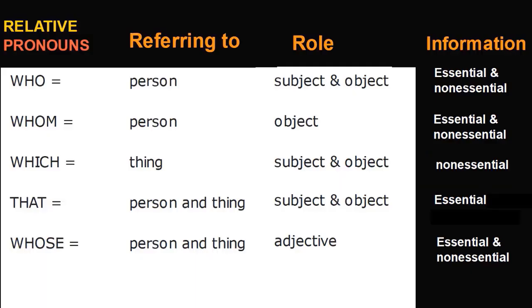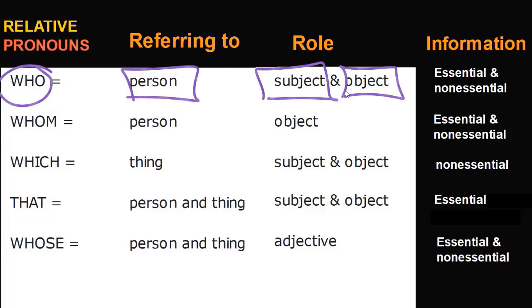All right, now let's talk about the relative pronouns a relative clause starts with, because this is really, really important for us to know. Number one, who. Who as a relative pronoun is used to refer to a person. It can only be used to refer to a person. It cannot refer to a thing, right? And what is its role? It can work as the subject of the relative clause or the object of the relative clause. All right. And it can give essential information and non-essential information. That depends on how we use it.